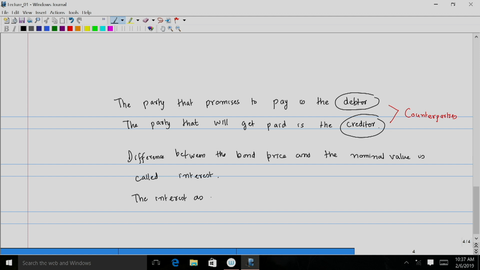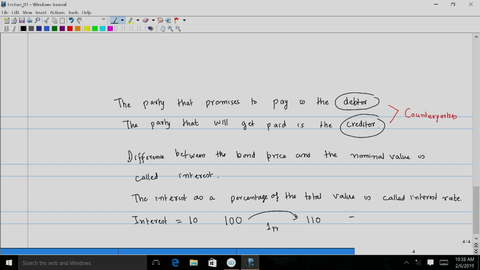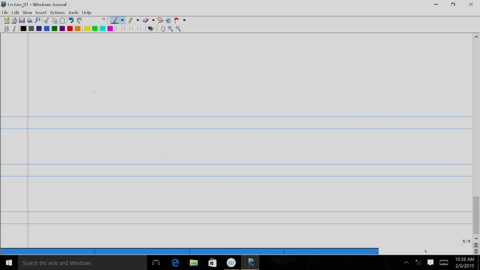Now, another way of looking at the interest is the following, that the interest as a percentage of the total value is called interest rate. Okay. So, coming back to the example, if I invest an amount of 100 rupees today and at the end of 1 year I get 110, then what is the interest going to be? As I pointed out, the interest is going to be 110 minus 100, which is 10, and the interest rate will be the interest as a percentage of the initial value. So, that is 10 over 100, which is same as 10%.